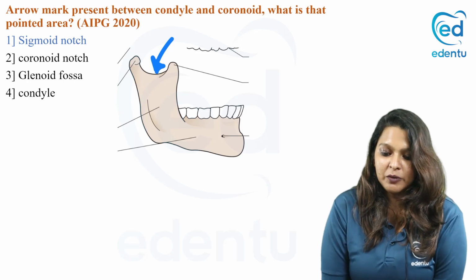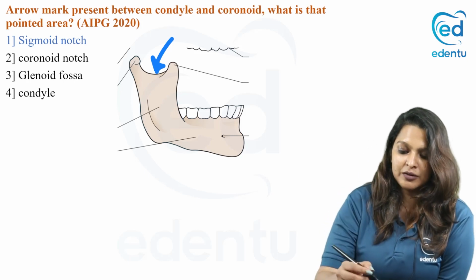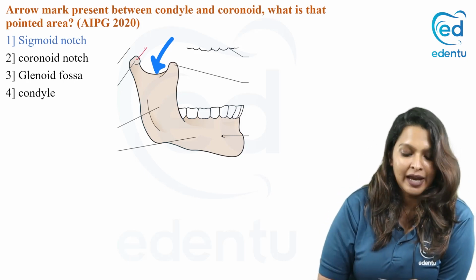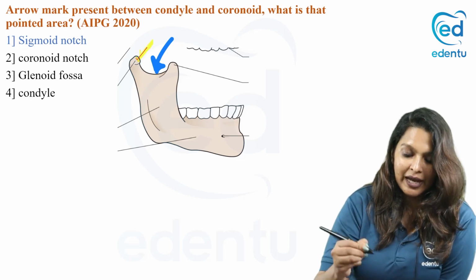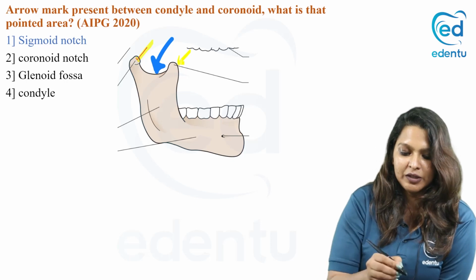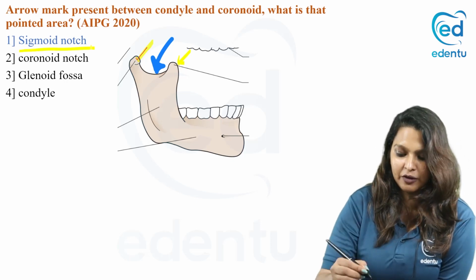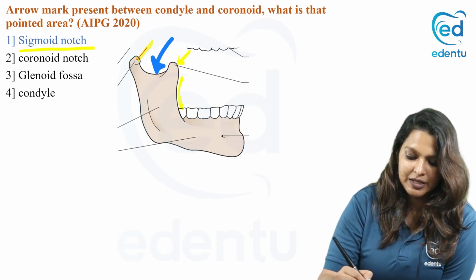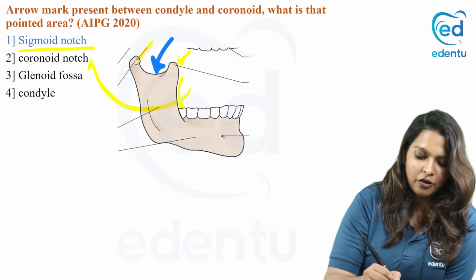Arrow mark present between the condyle and coronoid. So this is the condyle or head of the mandible, and this is the coronoid process. The notch between the two is called the sigmoid notch, whereas the notch present here is called the coronoid notch.